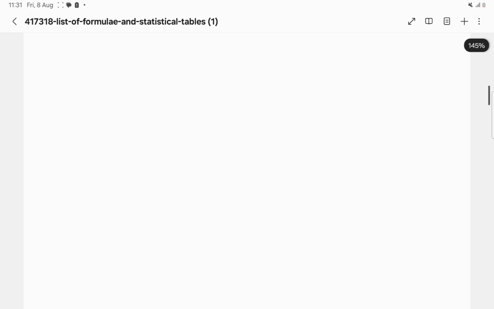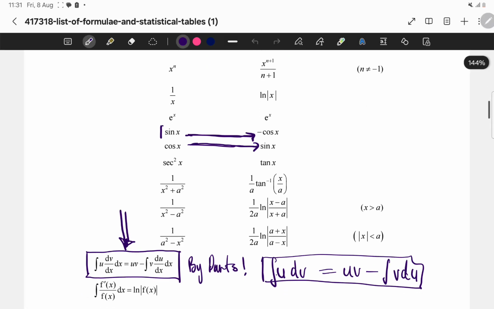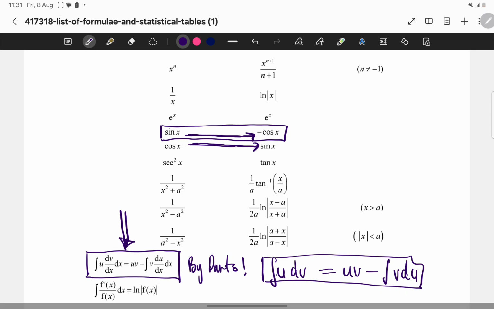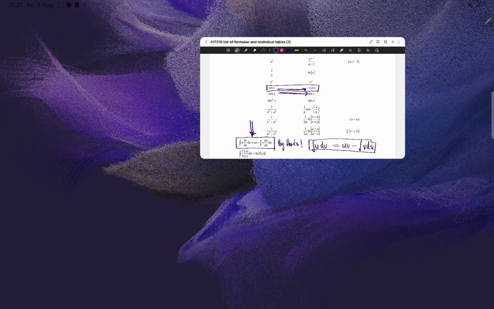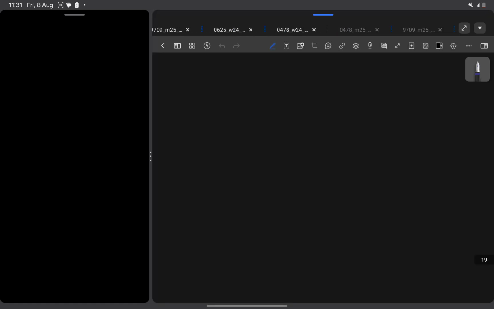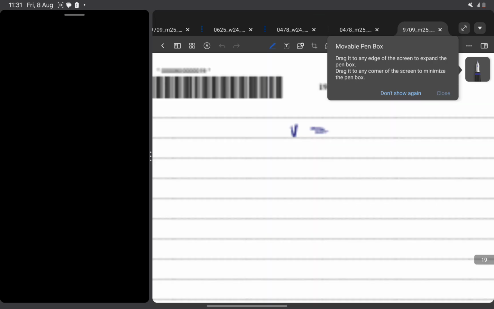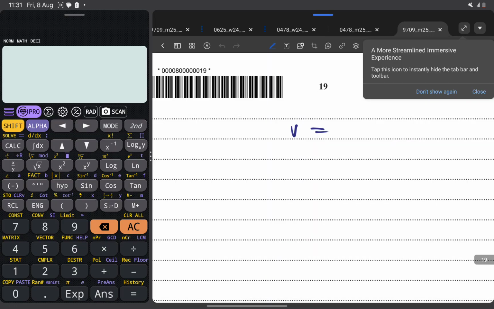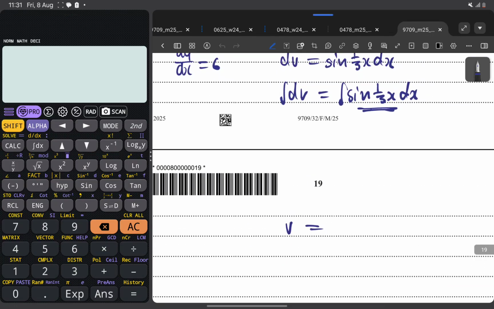I'm going to go to the common integrals table, and I go to the integral of sine. We've seen it before. The integral of sine is negative cos. So I saw my integral of sine as negative cos, so this is going to be negative cos. First I integrate the sine part. So the integral of sine will be negative cos.